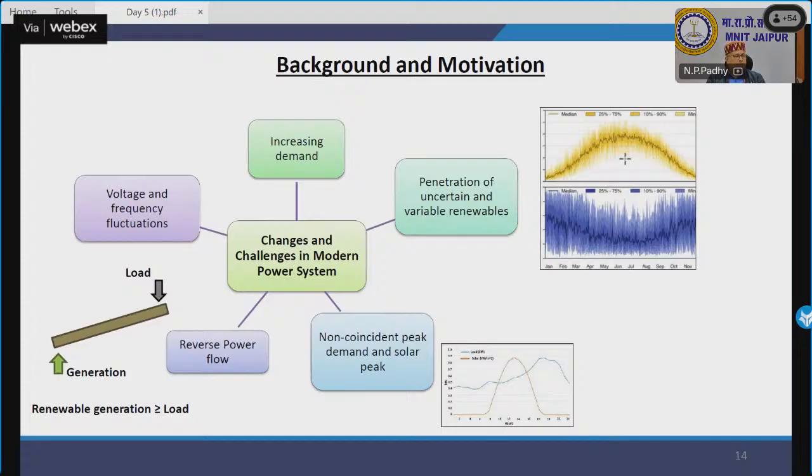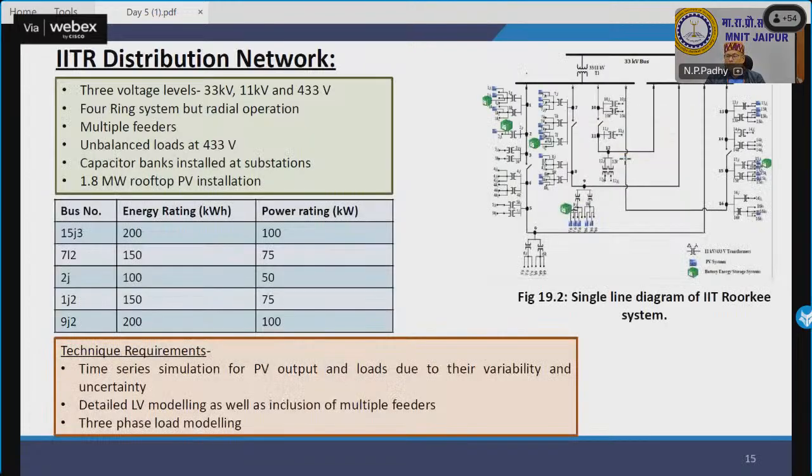And how do we deal with that? We need to have some storage device to accommodate that energy. So to that, we thought of giving you an explanation of the IIT Roorkee distribution network, and we'll explain how this has been simulated. So the single line diagram of the IIT Roorkee system: many times I talked about the IIT Roorkee system, but today I'm giving you the complete single line diagram, which has already been shown in the past.